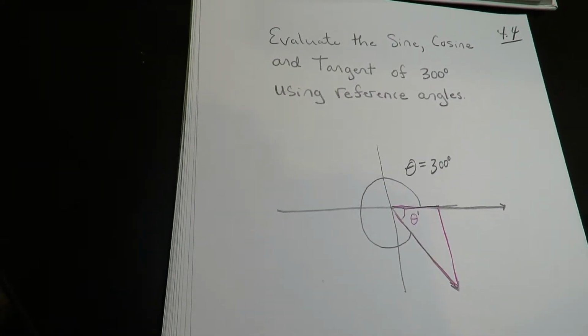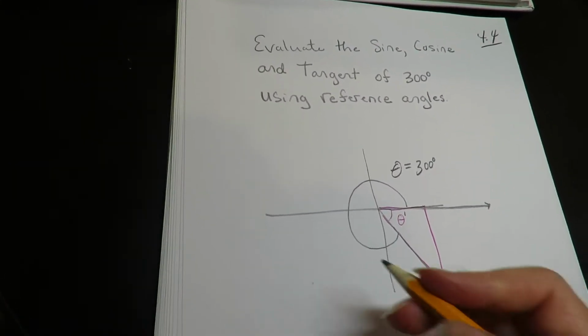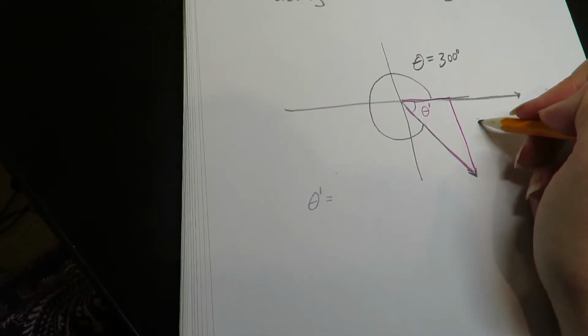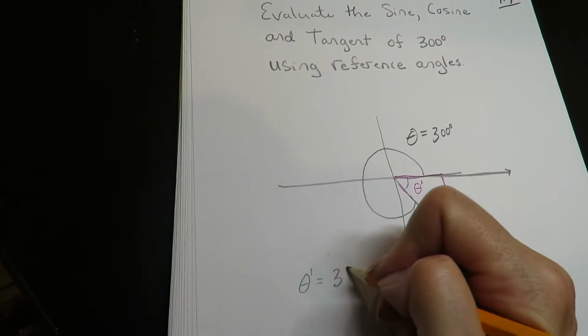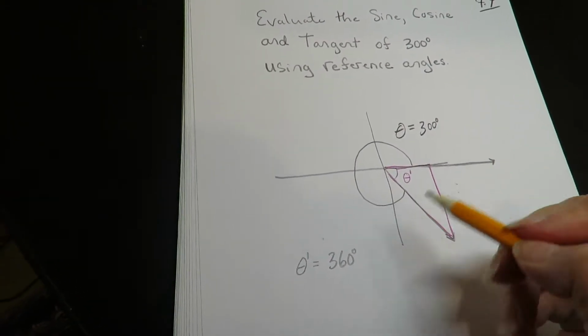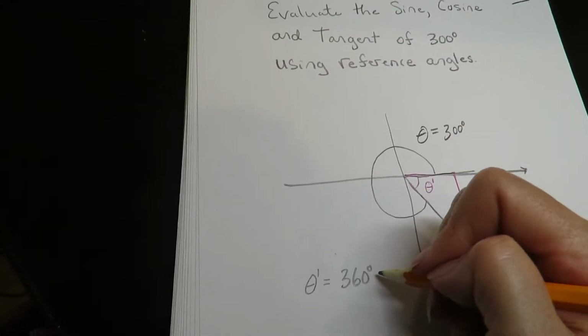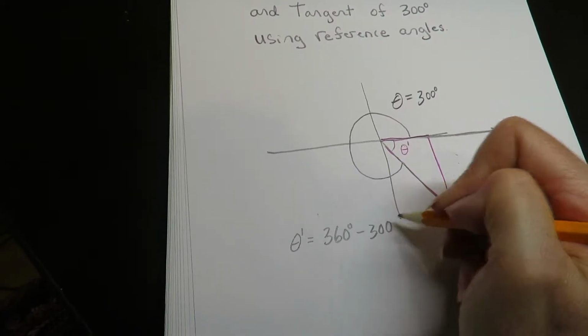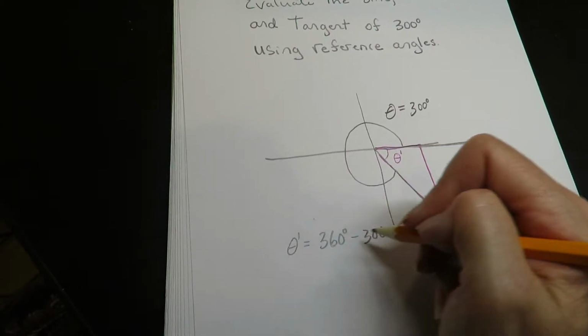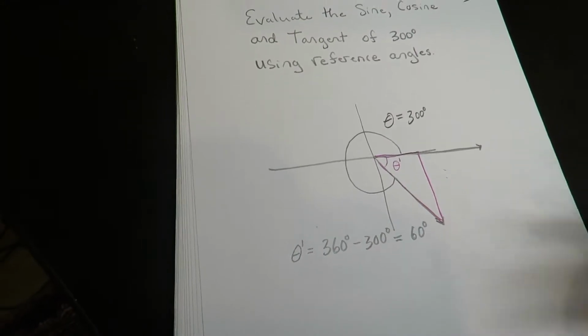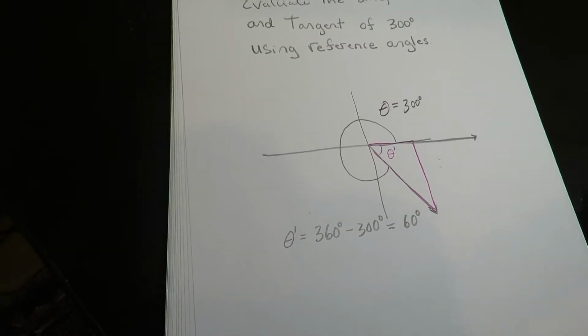Okay, so let's calculate it. So to calculate theta prime, I have to do, and I gave you the rules, so for quadrant 4 it's 360 degrees. Now notice I'm in degrees because the problem is in degrees. I wouldn't use radians. I wouldn't put 2 pi here because I'm in degrees. Alright, so the reference angle here is 60 degrees.